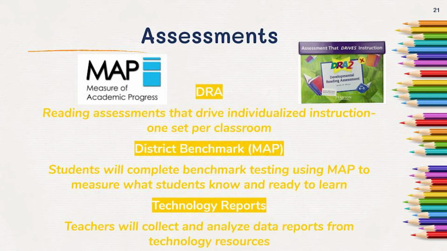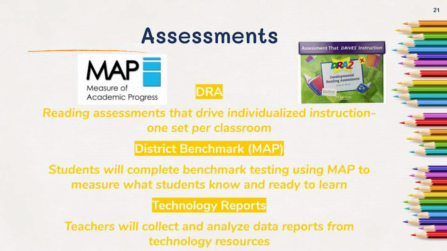The first assessment will be the DRA assessment. This is a developmental reading assessment that will drive individualized instruction. Each teacher will receive 1 set per classroom. Teachers will be able to complete DRAs 3 times a year to check in on children's independent reading level. By doing this, teachers will know which texts to use for instruction.